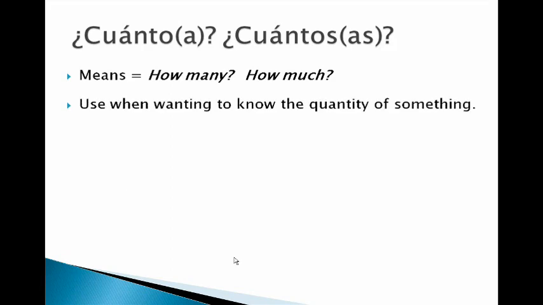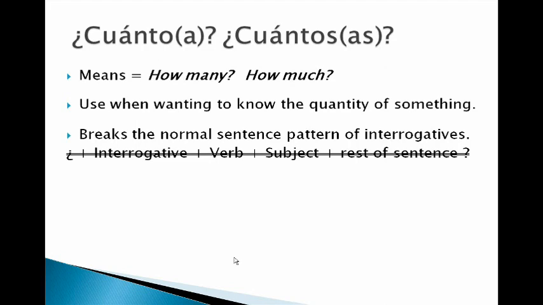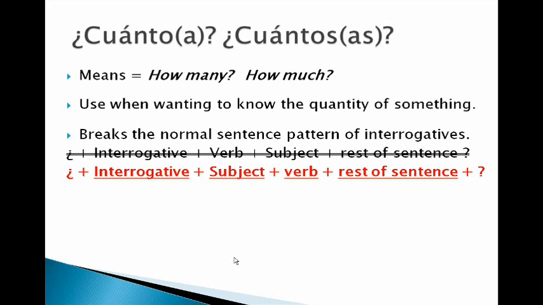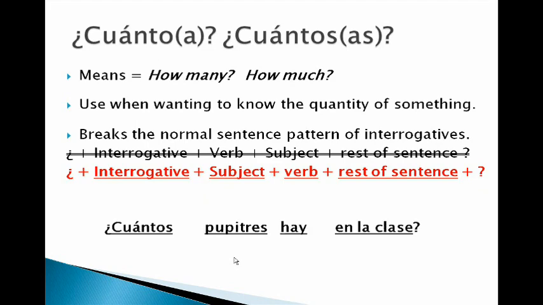Another important thing you need to remember about this interrogative is that it normally breaks the normal pattern of interrogatives. The normal pattern of interrogatives is an upside down question mark, interrogative, verb, subject, and then the rest of the sentence. However, with this interrogative saying how much or how many, you're going to flip the verb and the subject. So it's going to end up being interrogative, subject, verb, rest of sentence. So it's actually the same word order as a declarative sentence, just a sentence that is stating a fact.